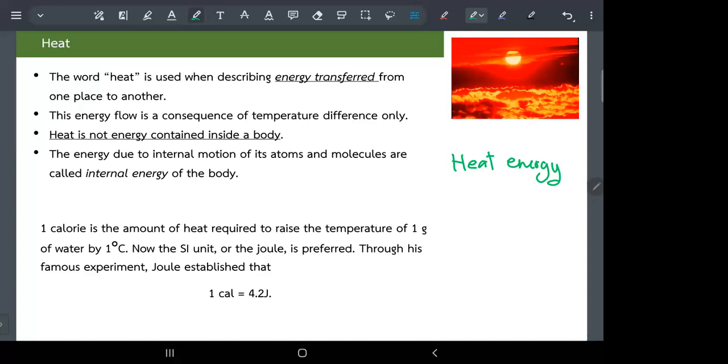Heat energy. All right. For those of you that would like to translate directly into Thai, that might not sound so bad, because we usually call heat ความร้อน, and energy is just energy, พลังงาน. So if you translate this directly, you might get the word พลังงานความร้อน.